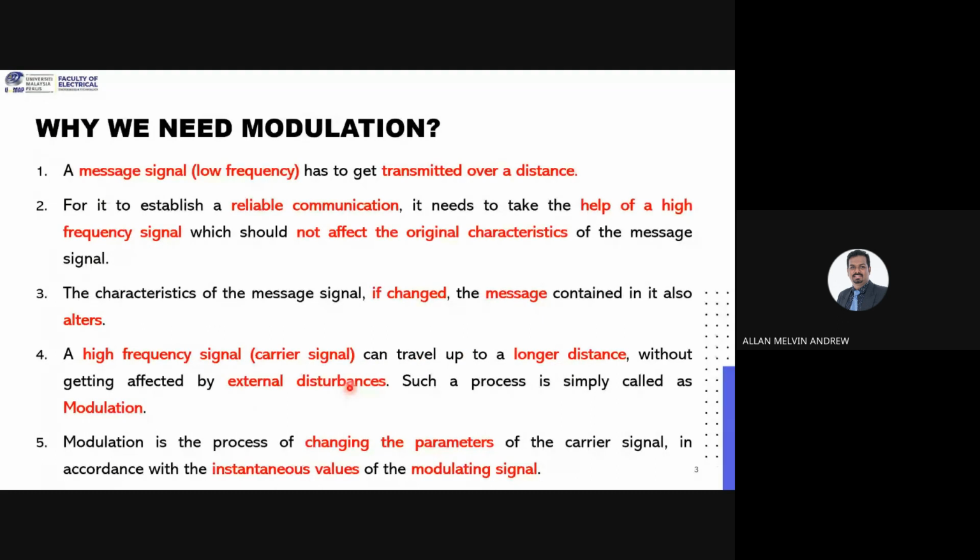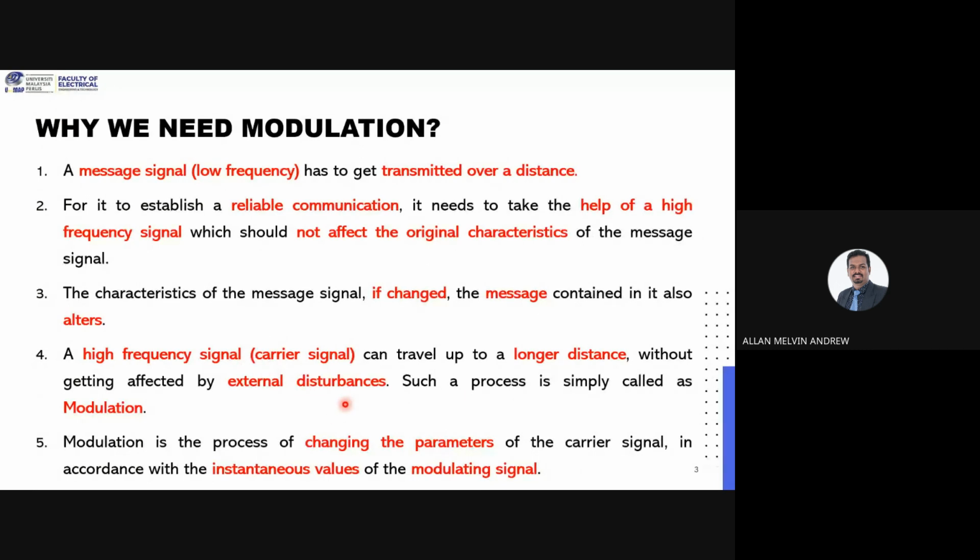So when you are traveling towards a far distance, if you are using wire, the wire will have a resistance inside which can influence or change the signal. At the same time, if we are using wireless, there can be loss of information and interference. A lot of external disturbance can affect it. A high frequency signal, which is the carrier signal, can travel a long distance without getting affected. So that's why a high frequency signal is very important.